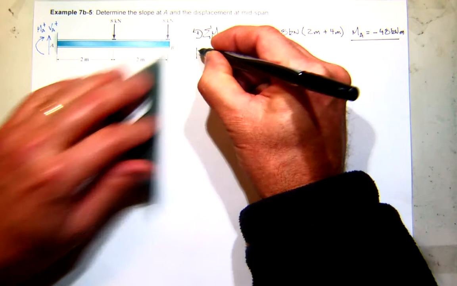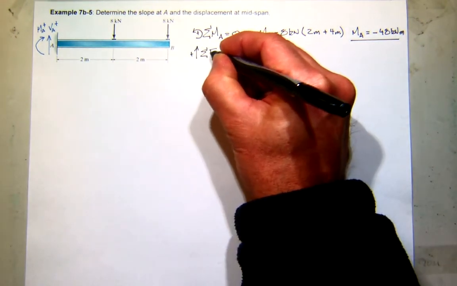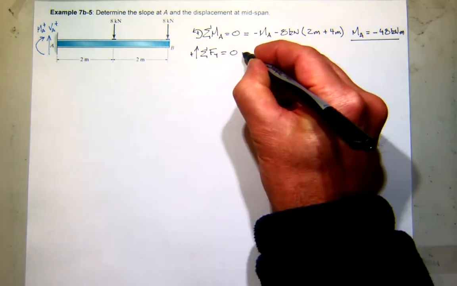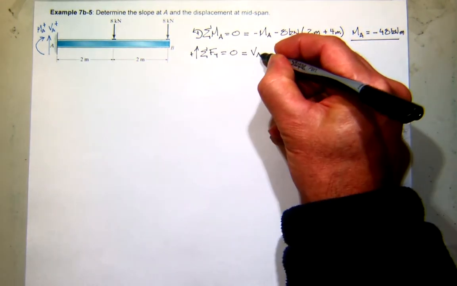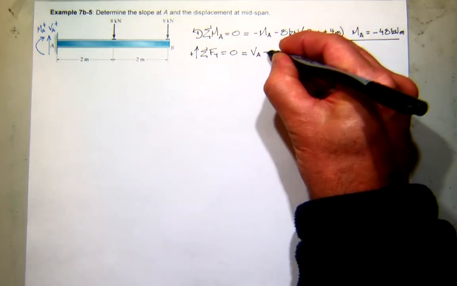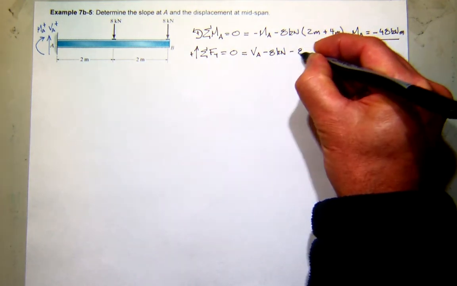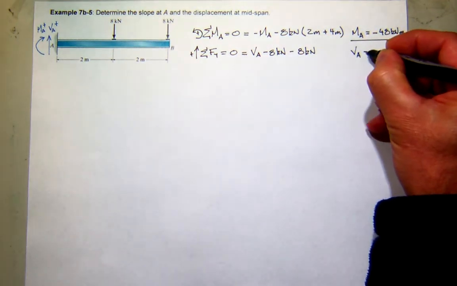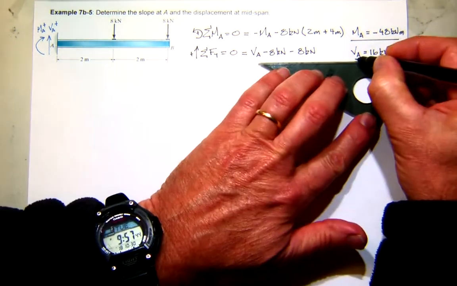And then we can quickly sum forces in the y direction. Make sure it's in equilibrium. I'll assume up is positive. So my shear force acting up is positive, and my two 8 kilonewton forces acting down are negative. So therefore my shear at A is 16 kilonewtons, and it's positive.